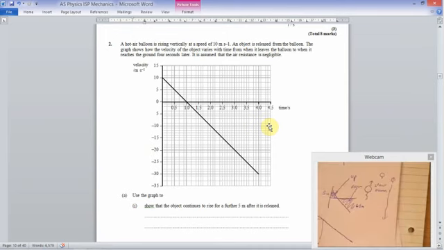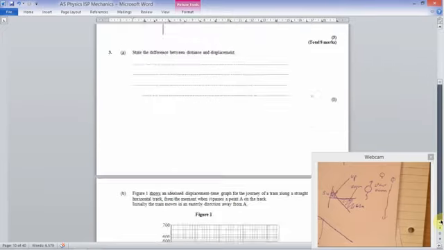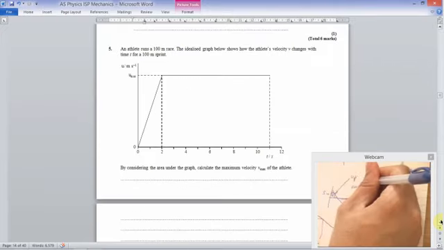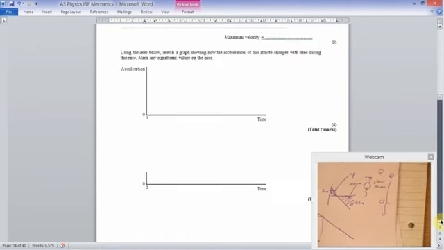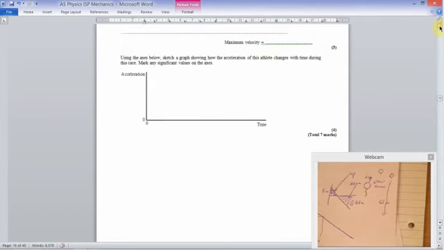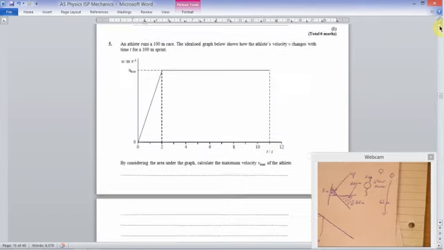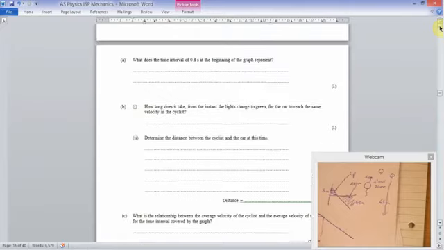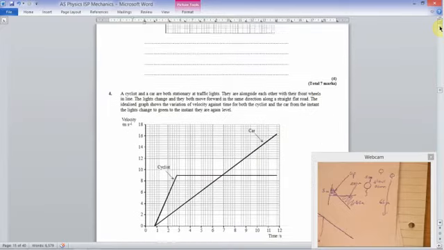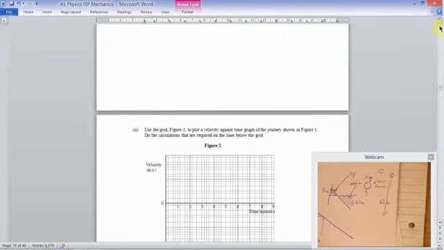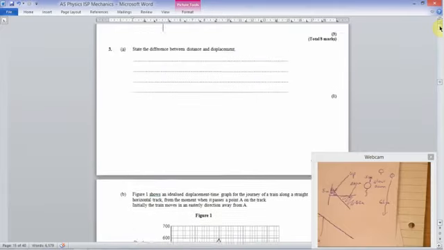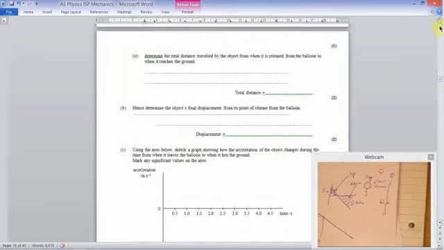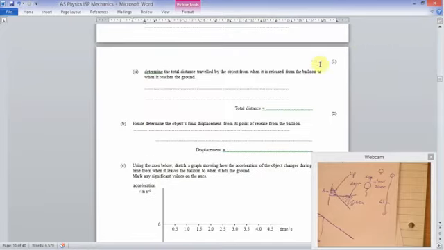So overall, the distance travelled is 5 and 45. So it goes 5 meters up and 45 meters down. So the distance travelled is 50 meters. Let's get back to the question. Yep, distance travelled, 45 and 5, 50 meters.